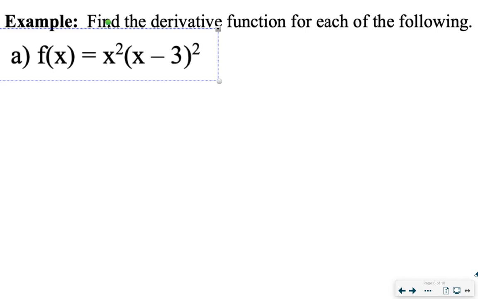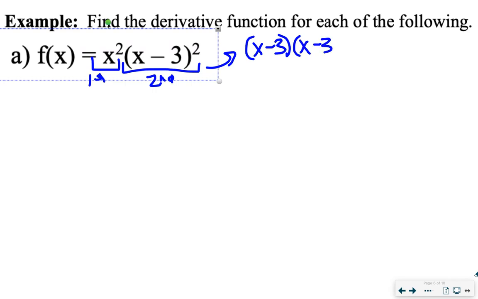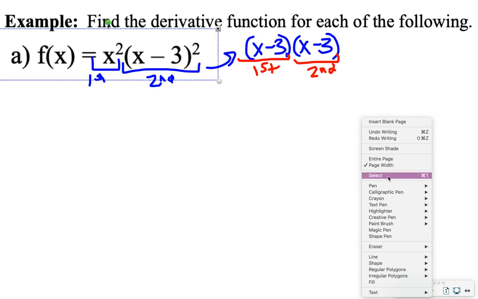So if we want to think about this, my first is my x squared, my second is that x minus 3 squared. There's my first, there's my second. But we also want to think about that x minus 3 squared as x minus 3 times x minus 3. So on its own it has a product going on there. So when I'm taking the derivative of the second, I will have to use the product rule to do so.